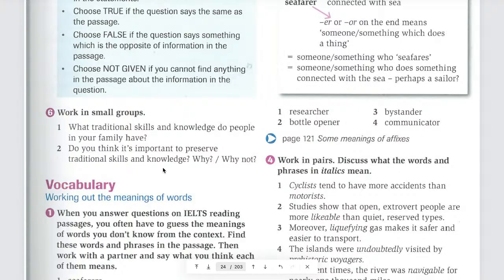Preserve means what, guys? Preserve means you try to keep that for a long time. You try to protect it, because you are afraid that something may be lost. Some traditional skills are too old and maybe people don't like to use them anymore, and maybe they will be lost someday, or very, very soon. So do you think it's important to preserve those skills? That means you try to maintain that for a little bit longer, so we can use that in the future.